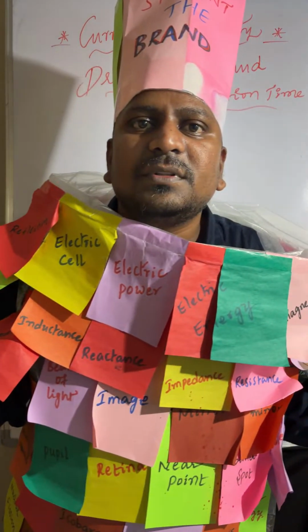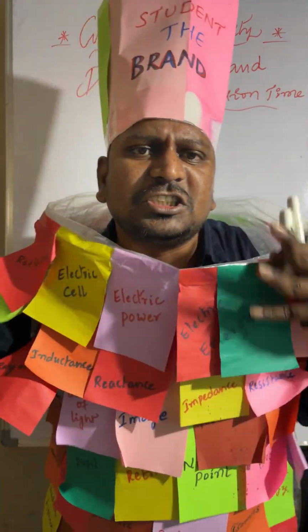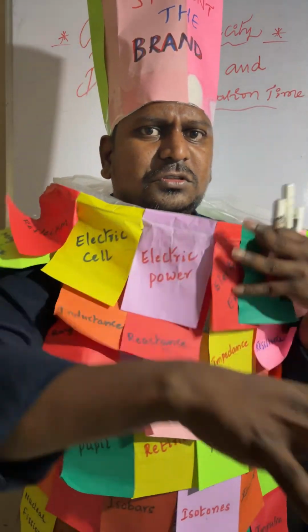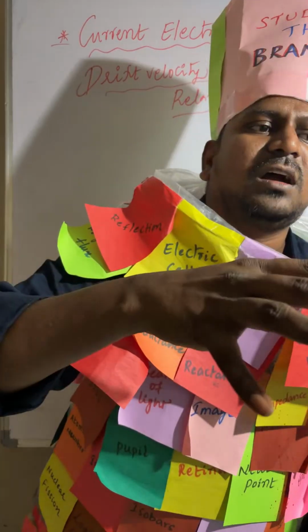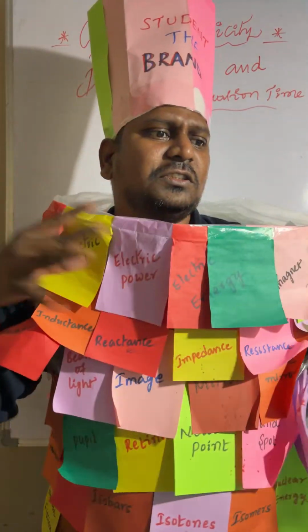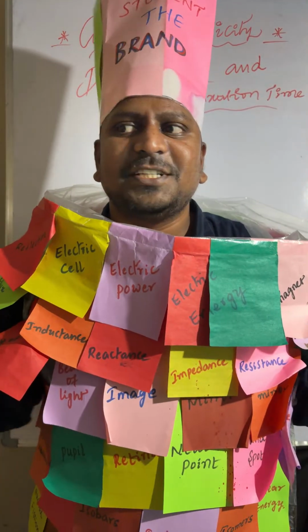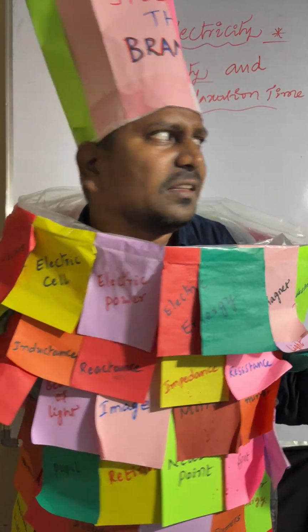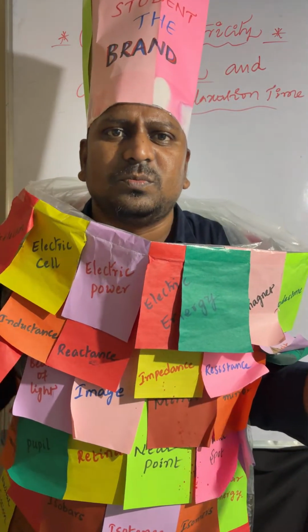Yes, collisions. Collision takes place. Like a fight, collision will take place between electrons. Yes or no? One electron will go and hit another electron. That electron will go and hit another electron. Then collisions will take place.